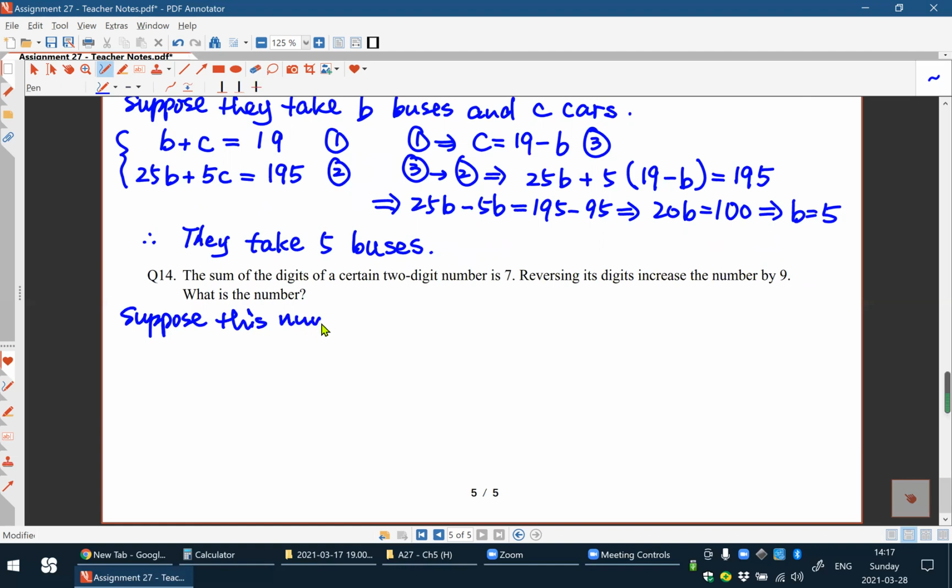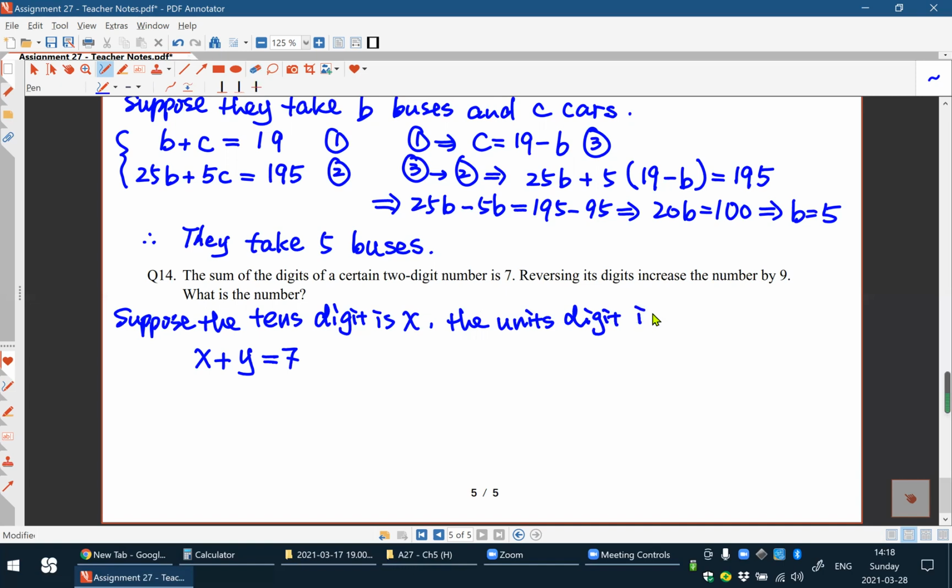Suppose this number literally is xy, okay? So first of all, we know that the sum of the two digits, which is x plus y, right, is 7. Okay, this is actually not a proper sentence. We should make it more accurate. So suppose the tens digit is x. The units digit is y. Okay, this is a more accurate expression.